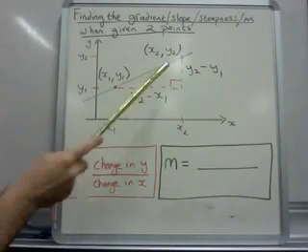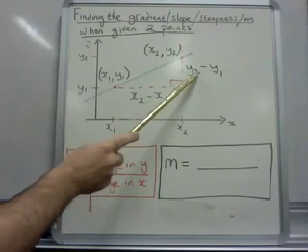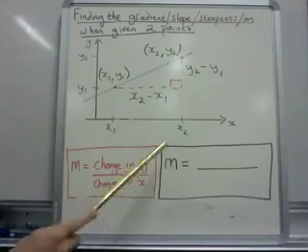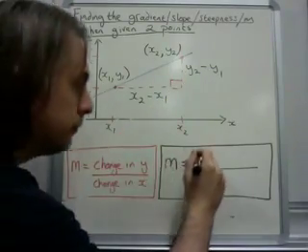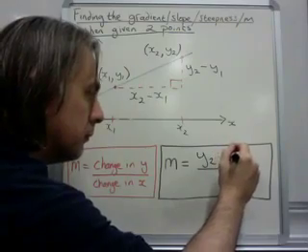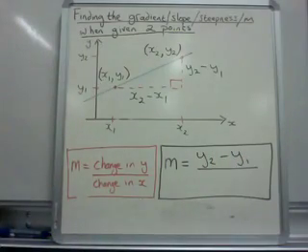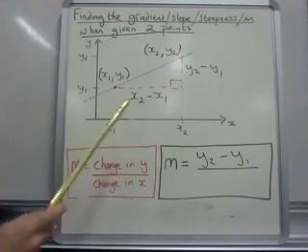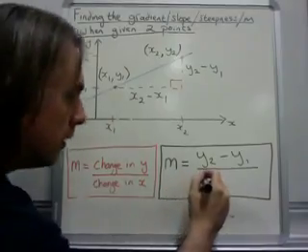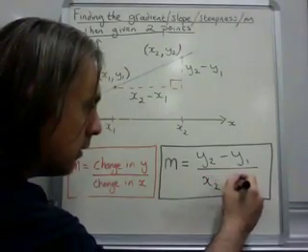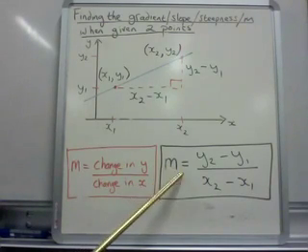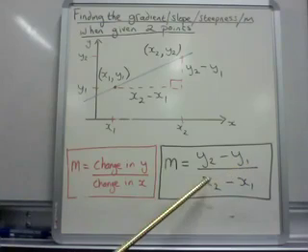So now, where we've got the change in y, I've got y2 minus y1. So instead of a number, I can replace change in y with this. This time, the change in x isn't a number, it's this algebraic expression. So let's pop that in. Now we've got a new formula. M equals y2 minus y1 divided by x2 minus x1.